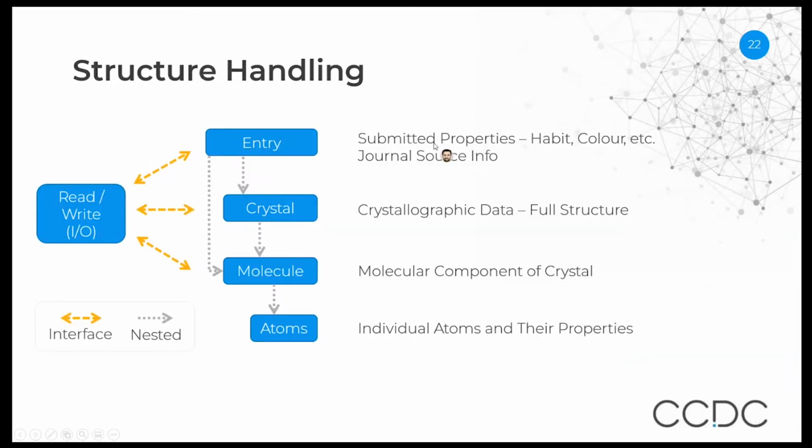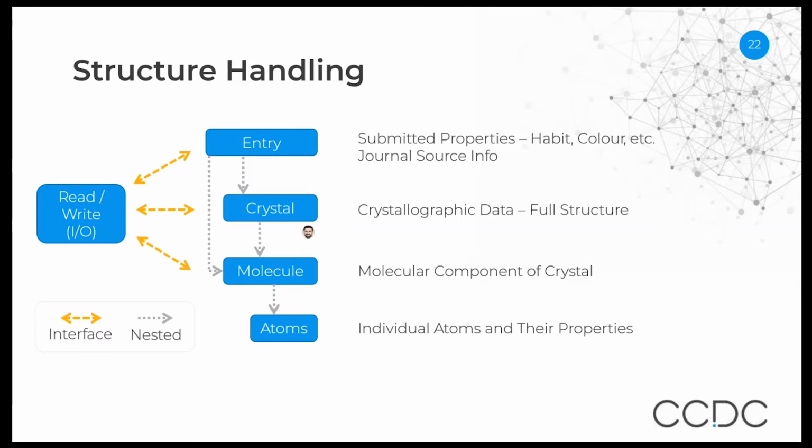So just to give you some orientation as to what you'd be expecting in the structure handling part of it. In the reading and writing, so that's the IO, there are three main classes that we use. Those are entry, crystal, and molecule. Now, the entry class contains things that you would find as a submitted entry to the CSD, if you like. So general details, authors, DOIs, metadata about the experiment, what color the crystal was, what kind of solvent we used, and so on and so forth.